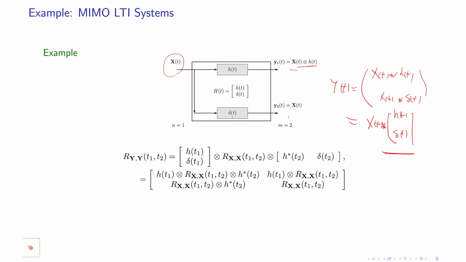So I could use the expressions in the previous slide. R_yy of t1, t2 is the convolution of h of t1, R_xx of t1, t2, and convolution with h of t2 Hermitian. Remember that in this convolution t1 is fixed, and in the first convolution t2 is fixed. So if you write this convolution and multiply them, you get 4 terms, because this is a scalar, and then you can simplify.